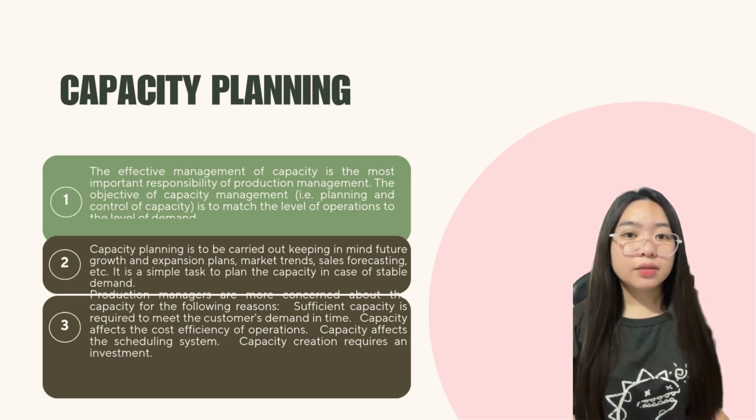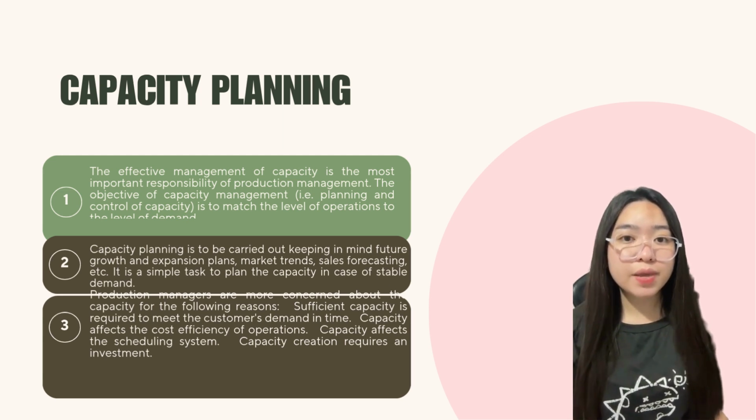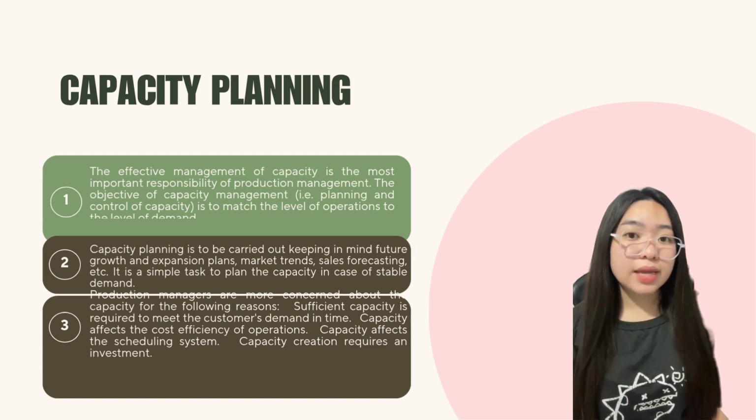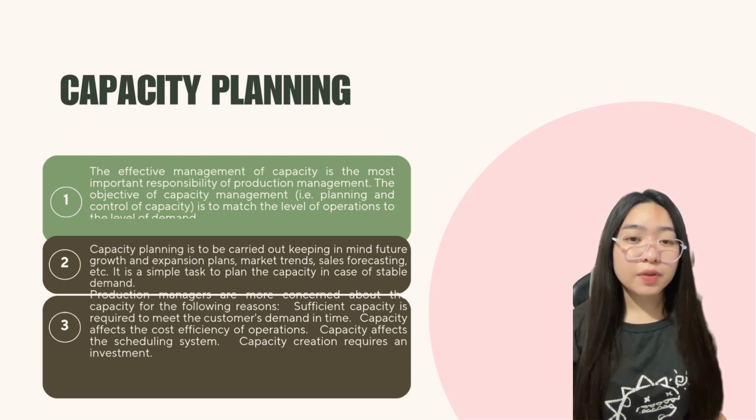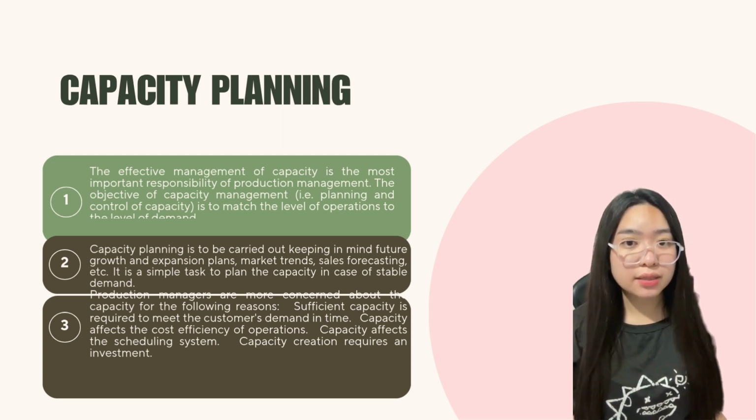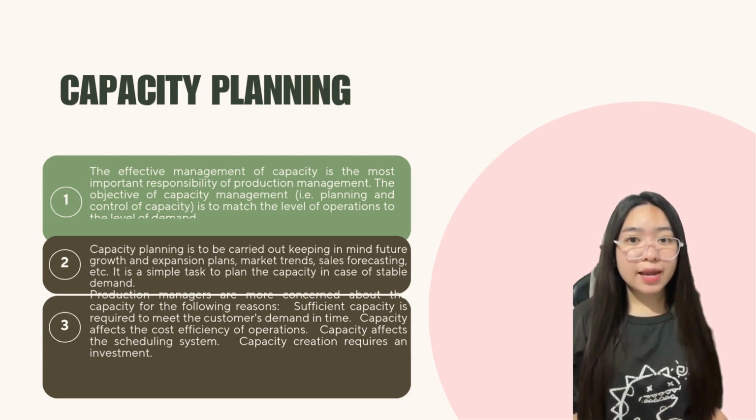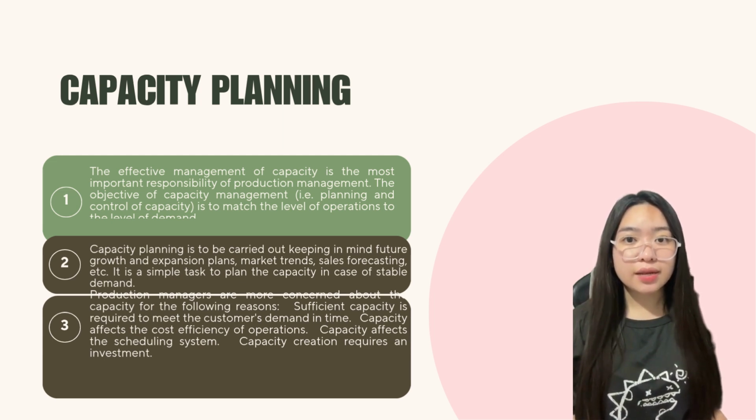Number one, sufficient capacity is required to meet the customer's demand in time. So they need to have enough capacity to serve the customers on time. Number two, capacity affects the cost efficiency of operations. So capacity affects how much operations cost. Third, capacity affects the scheduling system. And lastly, capacity creation requires an investment. So building capacity needs money. So capacity planning is having just the right number of resources to meet customers' needs when they need it without wasting money.